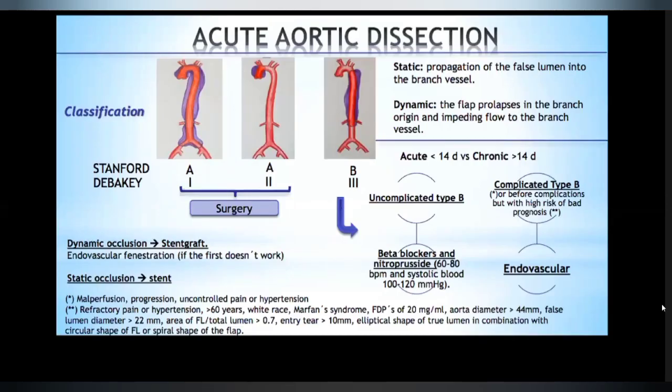Right. So again, the classification is well known. Stanford type A is proximal to the origin of the left subclavian artery. The treatment of type A is usually surgery, and surgery by the cardiac surgeons. Type B is then managed by vascular surgeons, either by conservative management or by a stent graft.